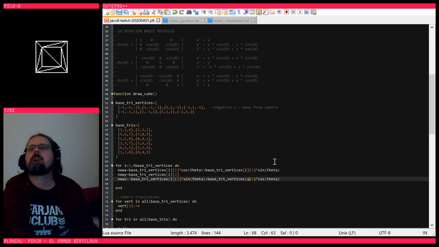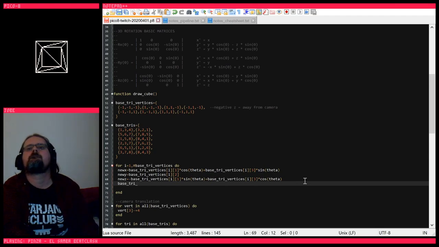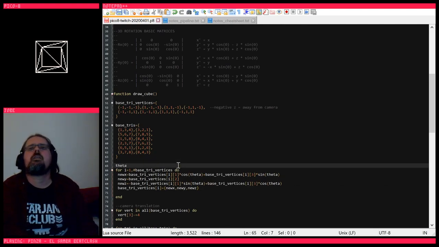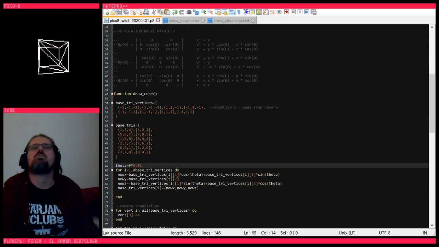And then this entry in the array is going to be, if we say new x, comma new y, comma new z. Let's see if that works. Oh yeah, and I forgot to define theta. So theta is frame times, let's say, yes, and now we have a rotating cube.